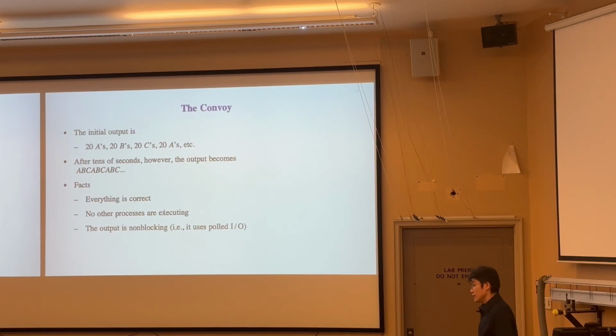Now, the question. We observe this behavior. Why does it happen? The behavior is that we have initial output of 20 continuous A's, 20 continuous B's, 20 continuous C's, and then it goes back to 20 continuous A's, and so on. But after some time, the output becomes ABC, ABC, ABC. How does this happen?